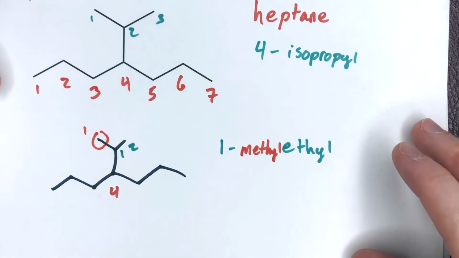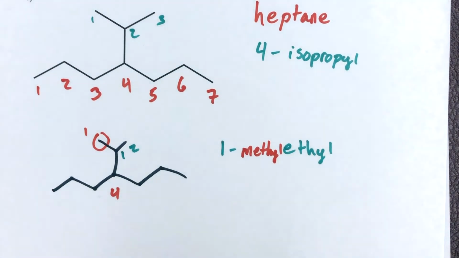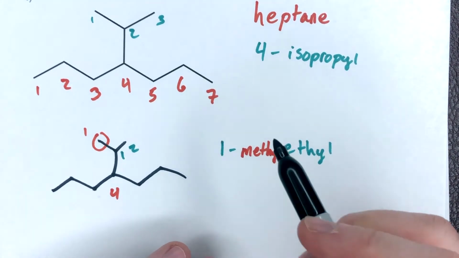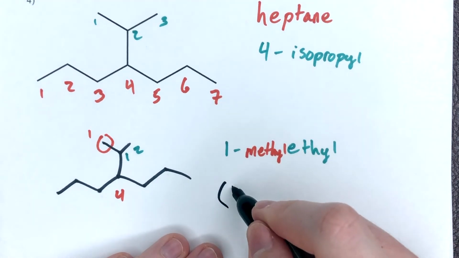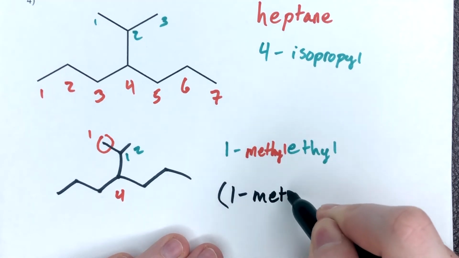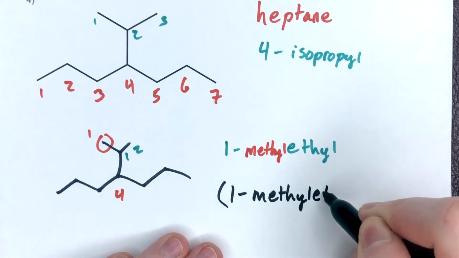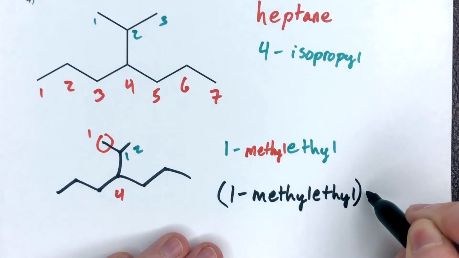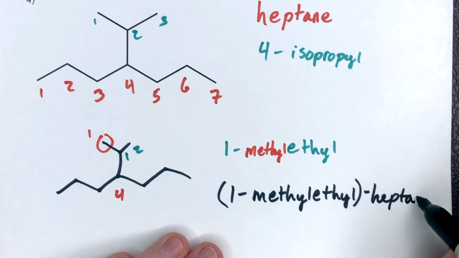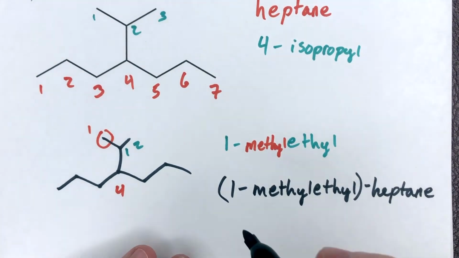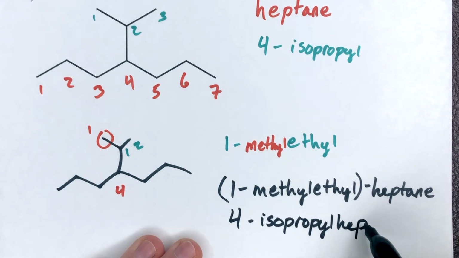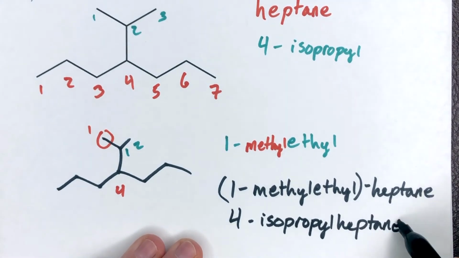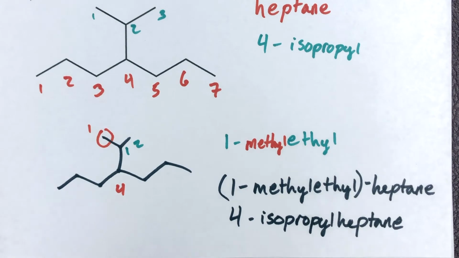So the 2 ways that you can correctly name this by IUPAC is in parentheses for this complex naming system, 1-methylethyl heptane, or you can say 4-isopropyl heptane. Both are acceptable. It's up to preference which one you would like to use.